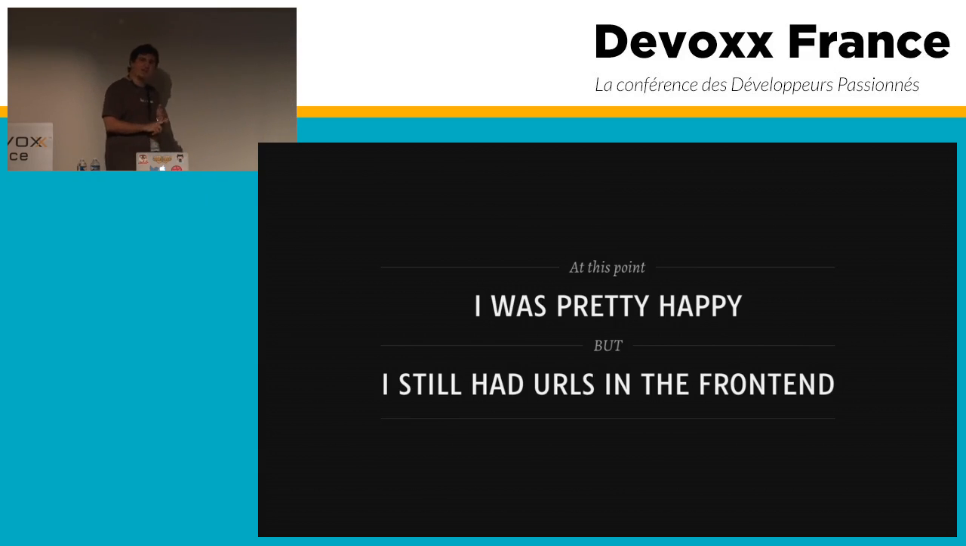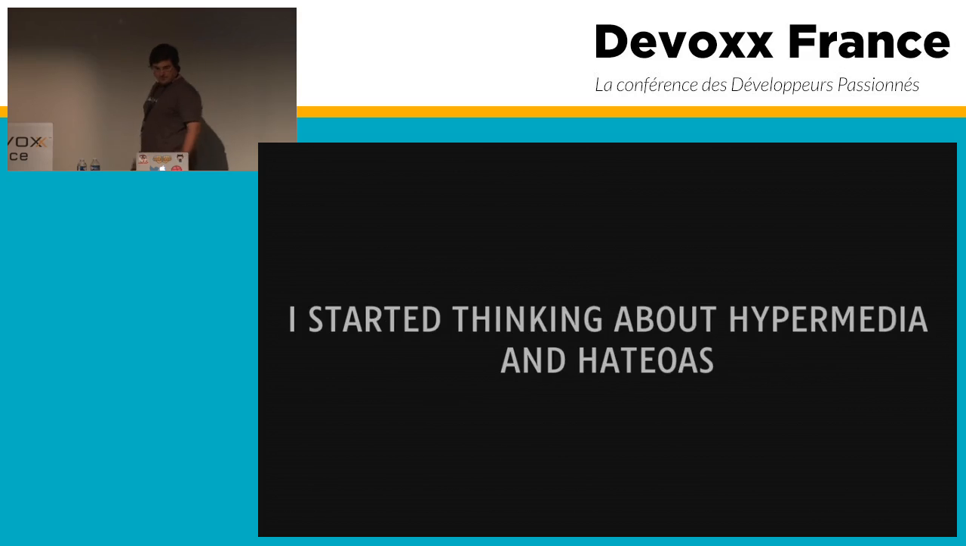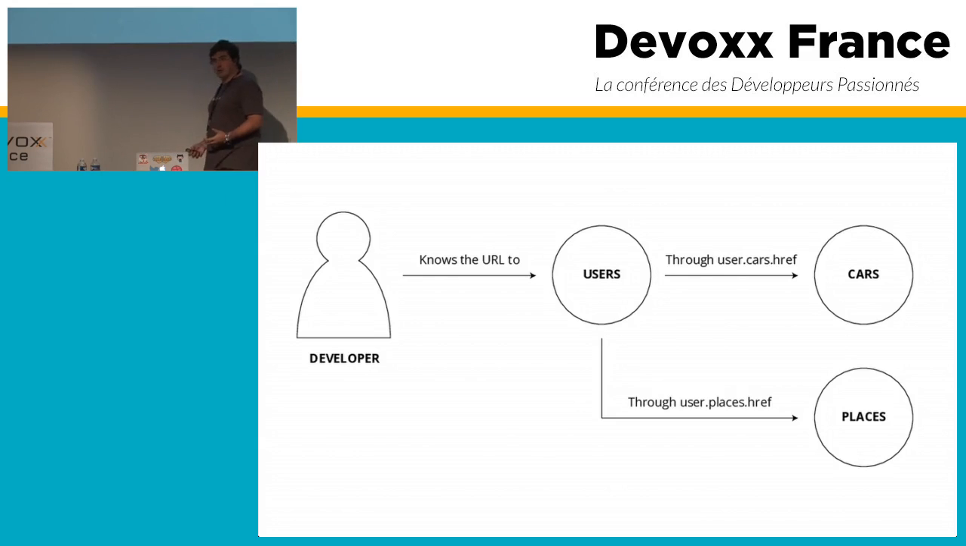But I still had URLs in the front end, even though they are not as obvious as with $resource. When I'm doing $scope.user.getListCars, as I was showing in the first example, that is still implying a lot of URLs. So I started thinking about hypermedia, HATEOAS, and basically what I've learned is that the developer should just know, in a lot of cases, one URL, the main point of entry to your models. In my case, it is the user. So I will just know the URL to the user.